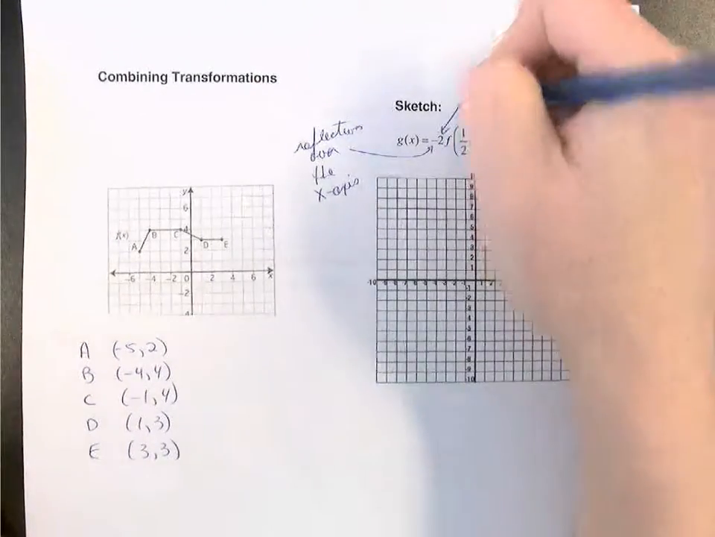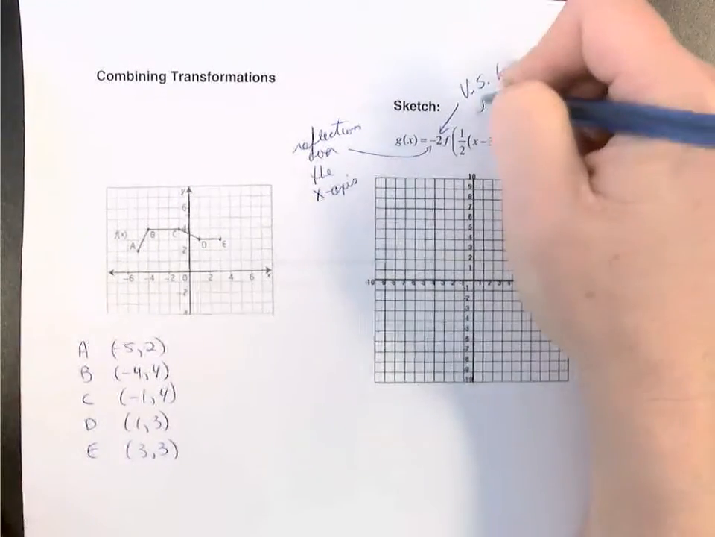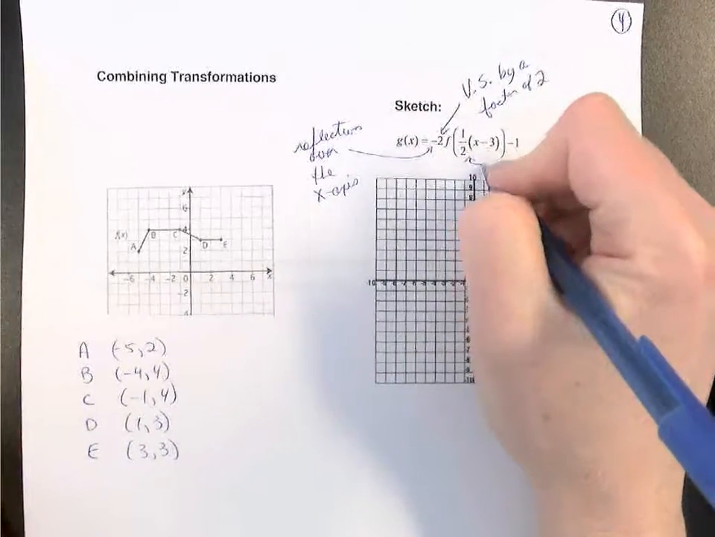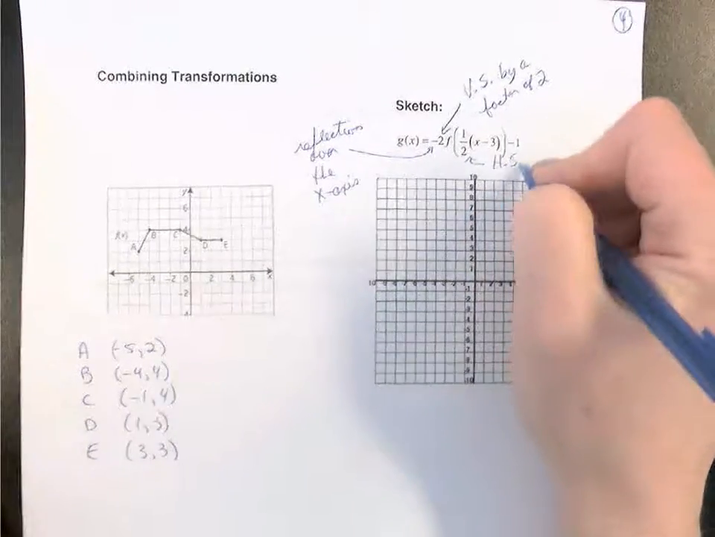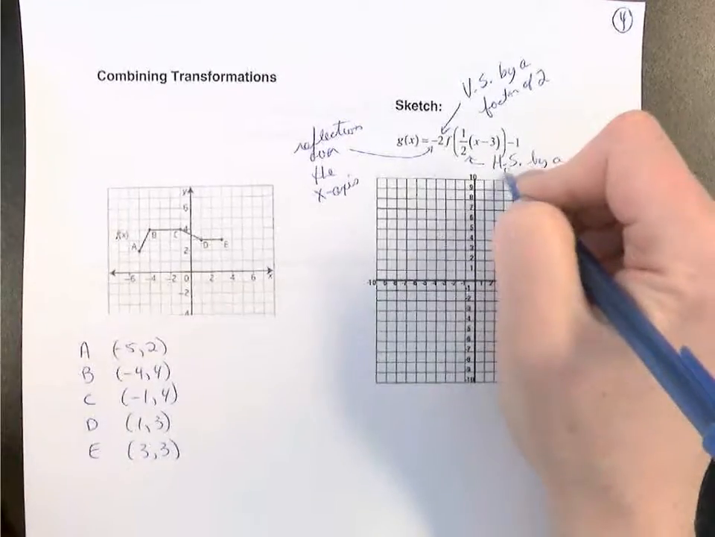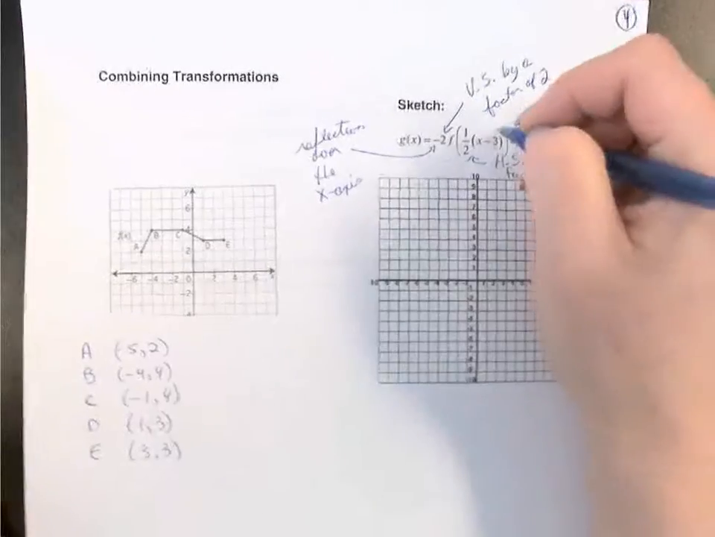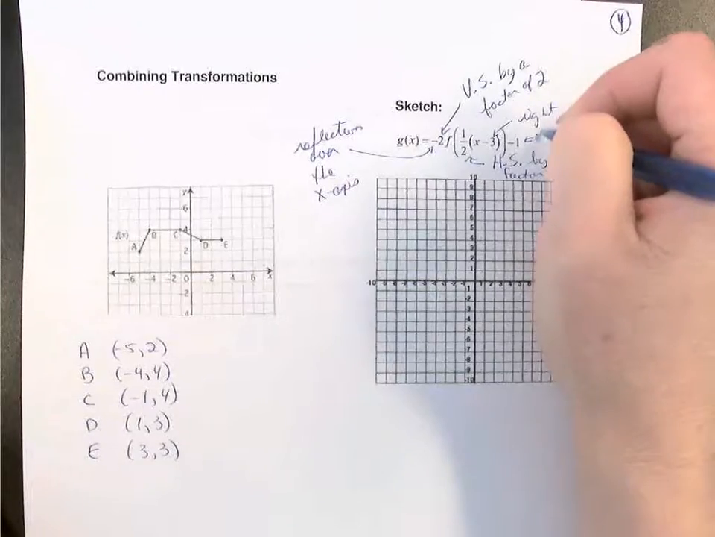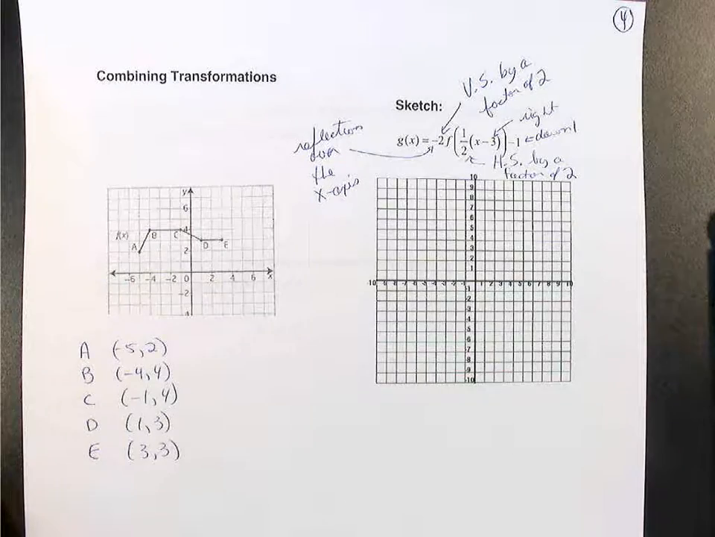This 2 tells me there is a vertical stretch by a factor of 2. The b value is 1/2. Remember, we look at the reciprocal of the b value, so there's going to be a horizontal stretch by a factor of 2. X minus 3 means I'm going to go right 3 afterwards, and -1 here is down 1. We need to apply these stretches and reflections first because we're multiplying, and with the order of operations we need to do that before we move the graph.